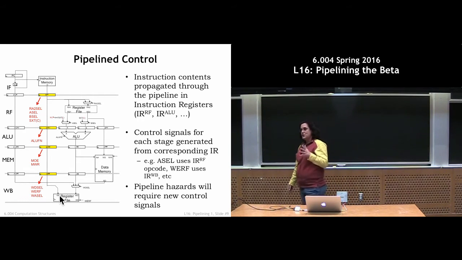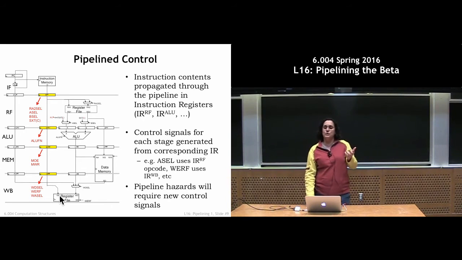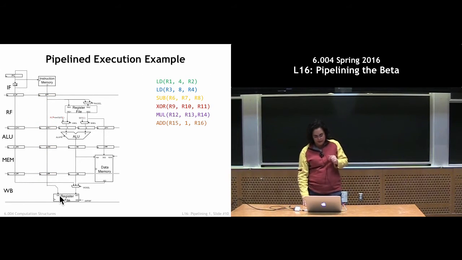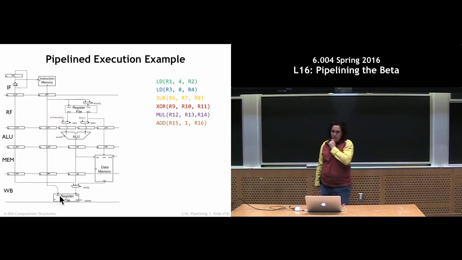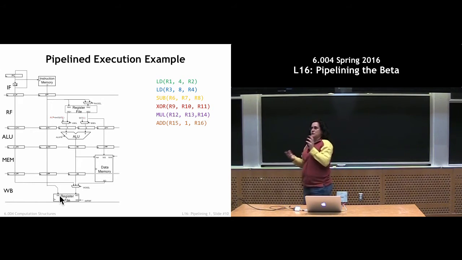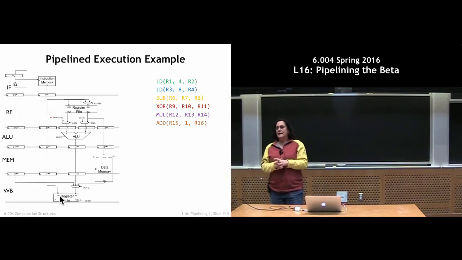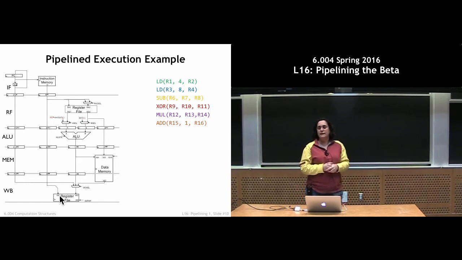So in addition, though, to these control signals, aside from just having to split them up into the different pipeline stages, there are also going to be a couple additional control signals that we're going to need to add to our hardware in order to deal with the hazards. So let's take a look at what that might look like. We're going to start off with a sequence of instructions that doesn't actually exhibit any hazards. And let's just see how this flows through this pipeline beta so far.